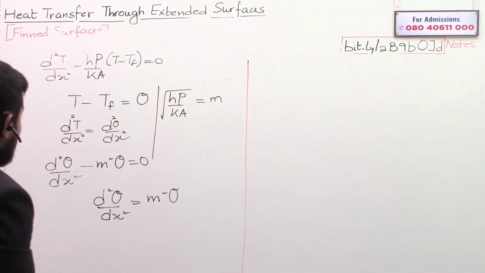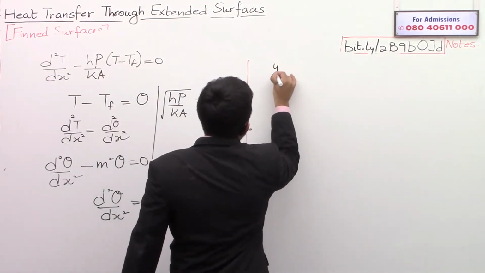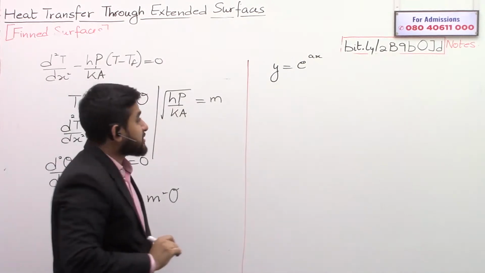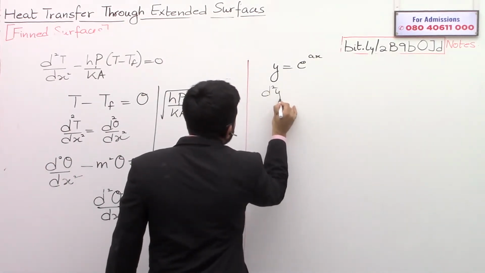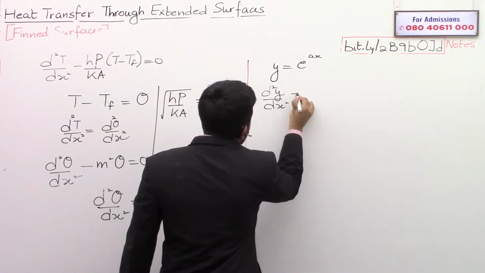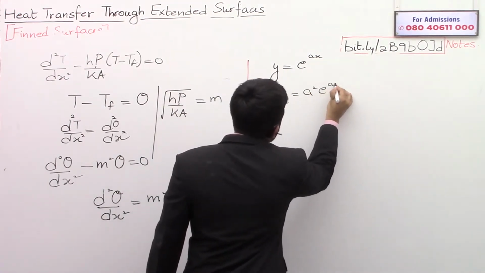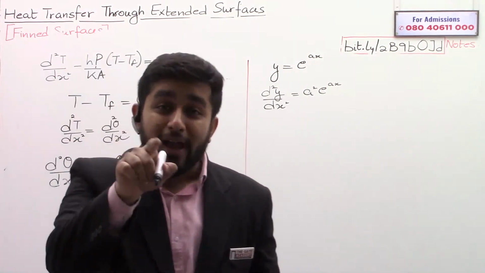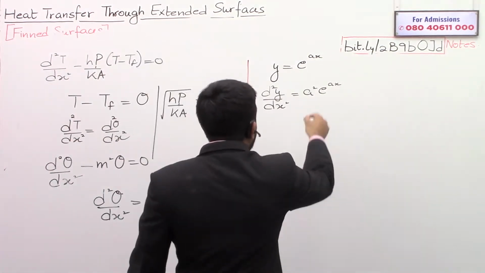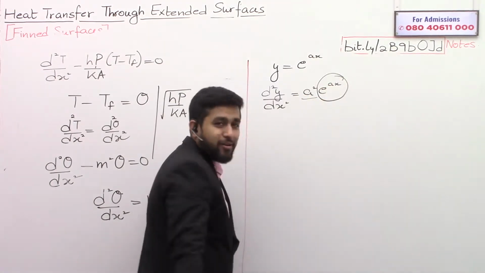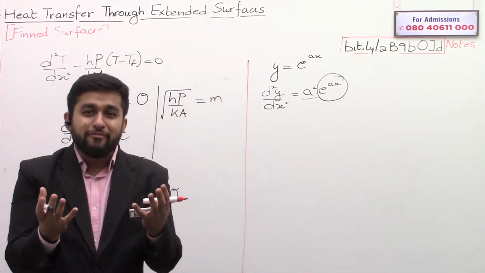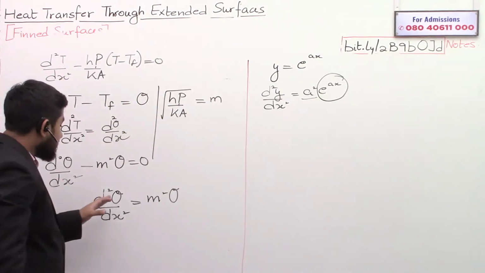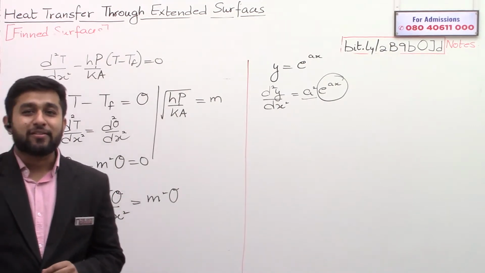Suppose there is a variable y which is an exponential function of x, and you differentiate it twice. Then I have d square y by dx square equal to a square e raised to power ax. So when I differentiate y twice, I get y again multiplied by a constant. This is the property of exponential functions. This means theta is also an exponential function.